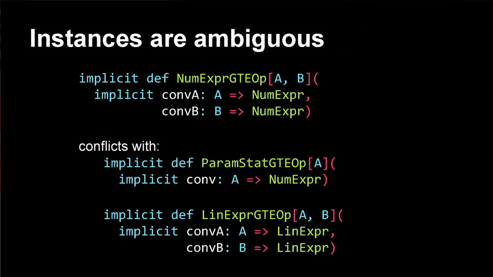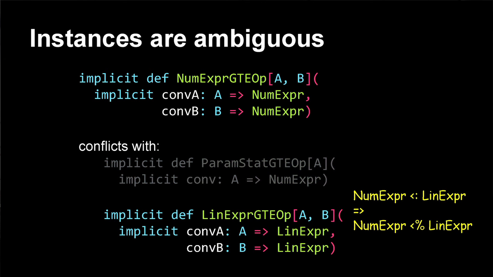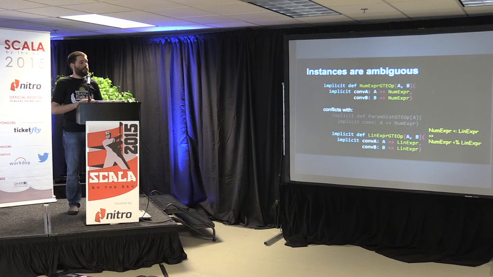The problem is that these instances are ambiguous as defined. So for example, the instance for the numerical expressions and the instance for the parameters are in conflict because the parameters can be implicitly converted to numerical expressions to allow to write things like param p2 greater than or equals p1. So the parameters can be used as the left argument or using any of the two instances. And the instance for the numerical expression is in conflict with the instance of the linear expressions because every numerical expression is a linear expression. So they trivially satisfy the view bound of the numerical expressions.